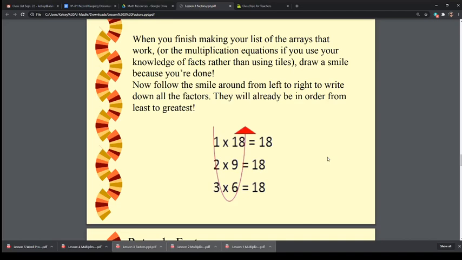When you finish making your list of the arrays that work, or the multiplication equations if you use your knowledge of the facts rather than using the tiles, draw a smile because you're done. Now follow the smile around from right to left to write down all the factors. They will already be in order from least to greatest, and here you see the nice smile.